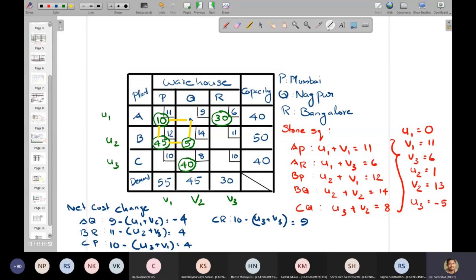Now, what is the next step? Plus and minus. So what will we start with, plus? That box AQ is positive, AP is negative, BP is positive, and BQ is negative.